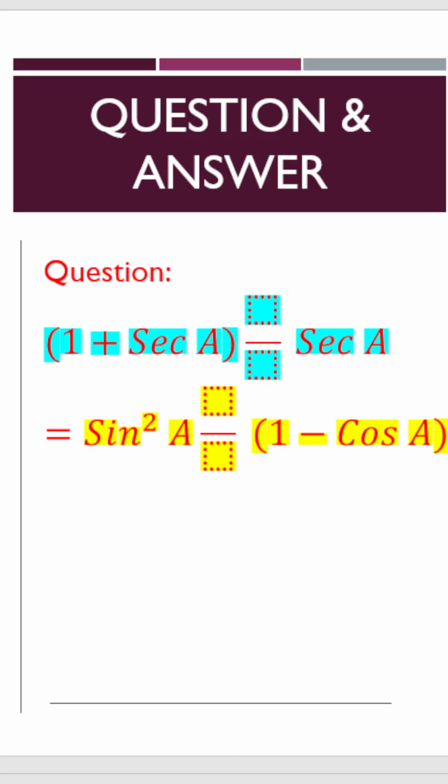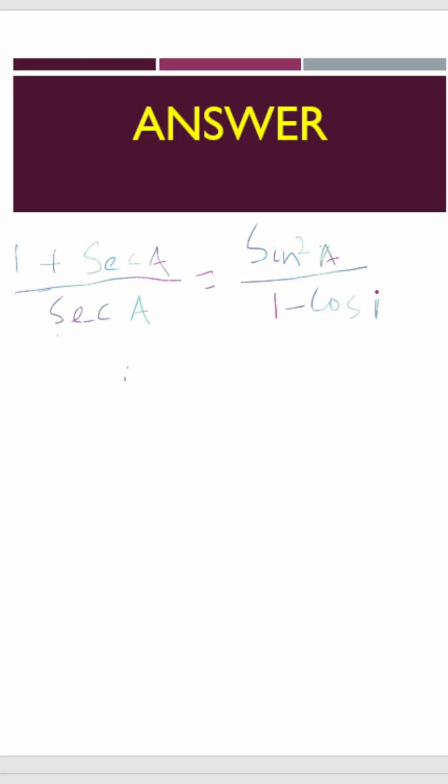So let's start. Here the question says (1 plus sec A) divided by sec A equals sine square A divided by 1 minus cos A.